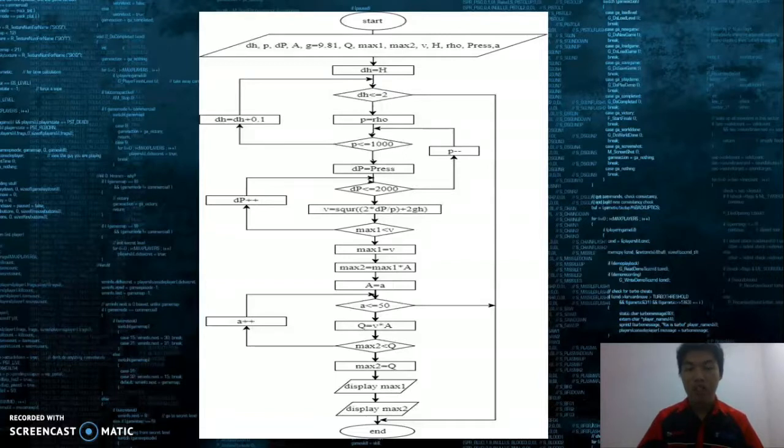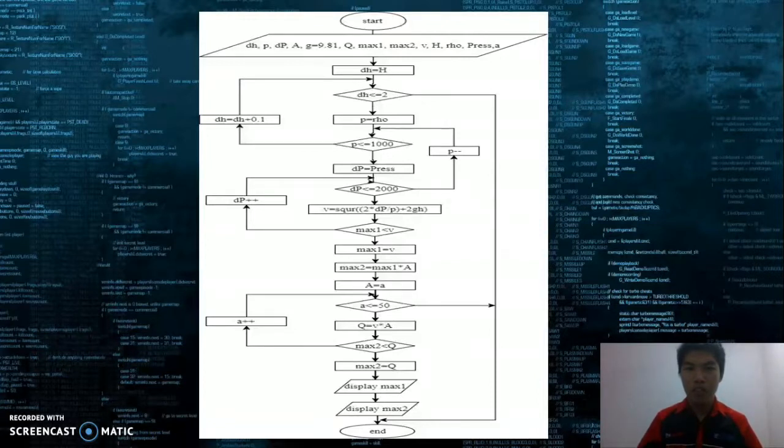And then P, if the density is smaller than 1000, that means it fulfills the requirement. So we continue going down to the change in pressure. For the change in pressure, we have a limitation from 500 until 2000. If it fulfills the requirement, it will continue going down. But if it does not fulfill the limitation, it will go back, and then with a decrement of the density. The density will start from the initial value and decrease one by one, and then repeat the loop.